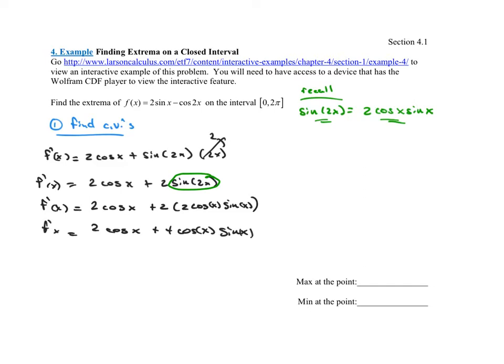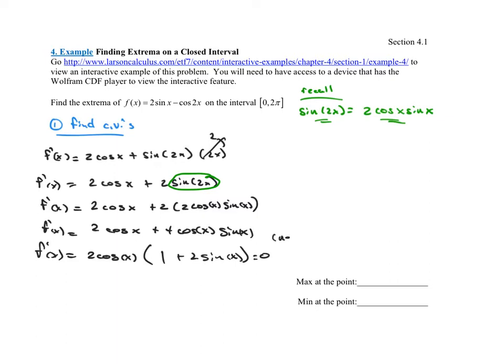Again, this is our derivative function, right? So what can we do with that? Well, it looks like both of them have a 2 in common and they both have a cosine of x in common. So let's go ahead and factor that. If we factor a 2 cosine of x out, 2 cosine x divided by 2 cosine x is a 1. 4 cosine x sine x divided by 2 cosine x would be plus 2 sine of x. So that's our derivative function, and again, we want our derivative equal to 0 or undefined.